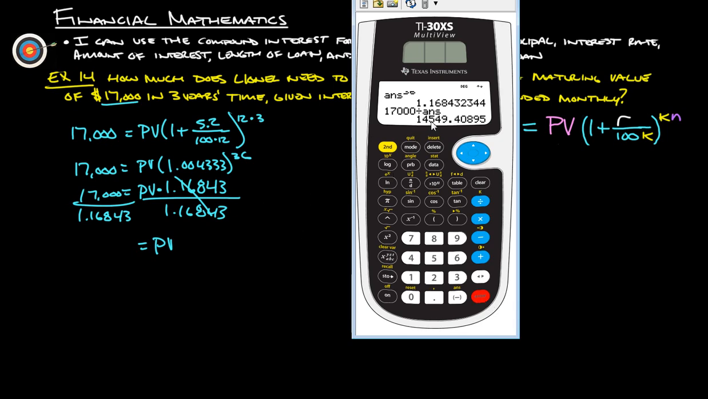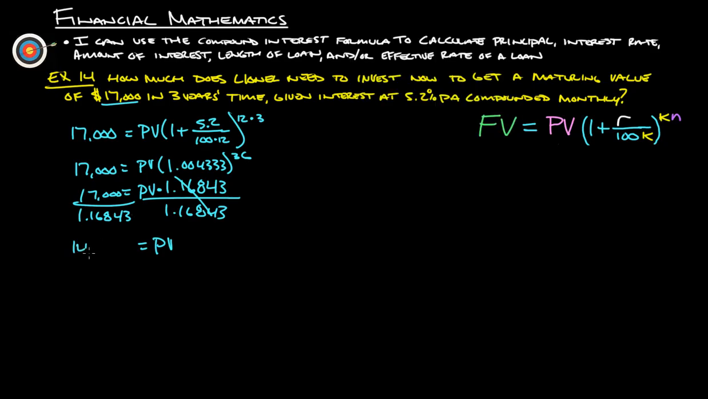So $14,549.41. Okay, so we've got to invest about $14,550 or so to get $17,000 in 3 years. Okay? All right.